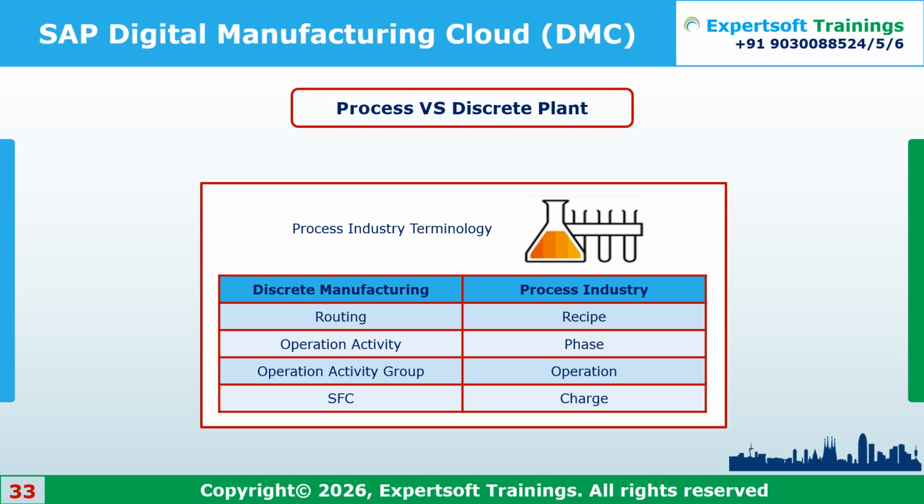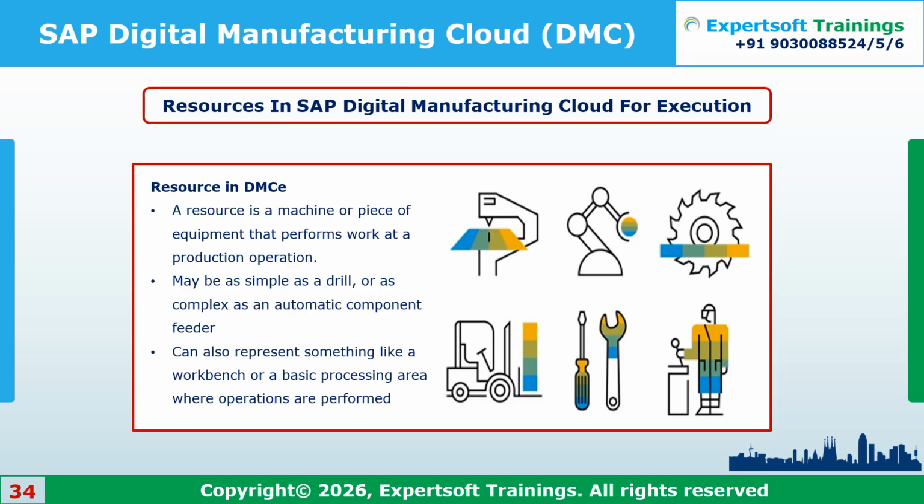Okay. And this is the difference between process and discrete. As I already mentioned, in discrete it will be routing, and in process it will be recipe, operation, phase, and so on. Okay, so resources, as I already mentioned, are again the equipment or the machines that will be responsible for the production.